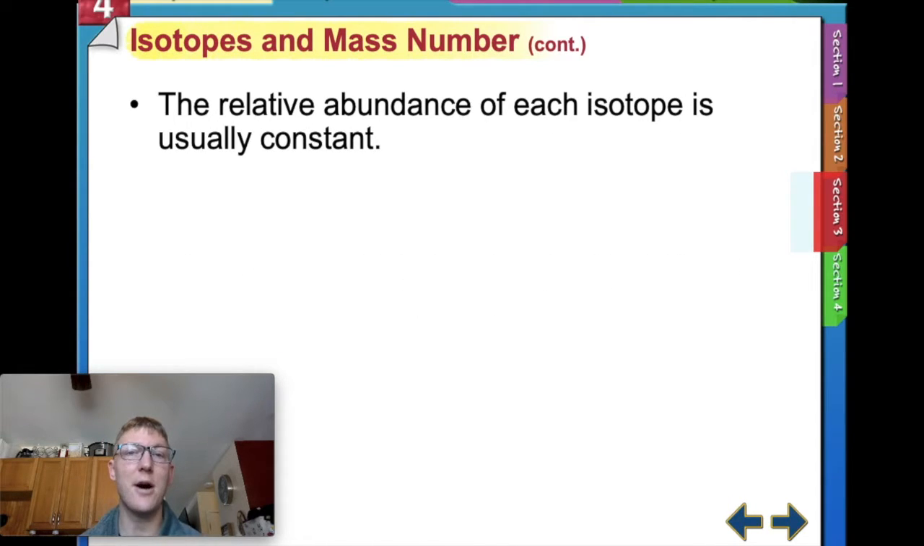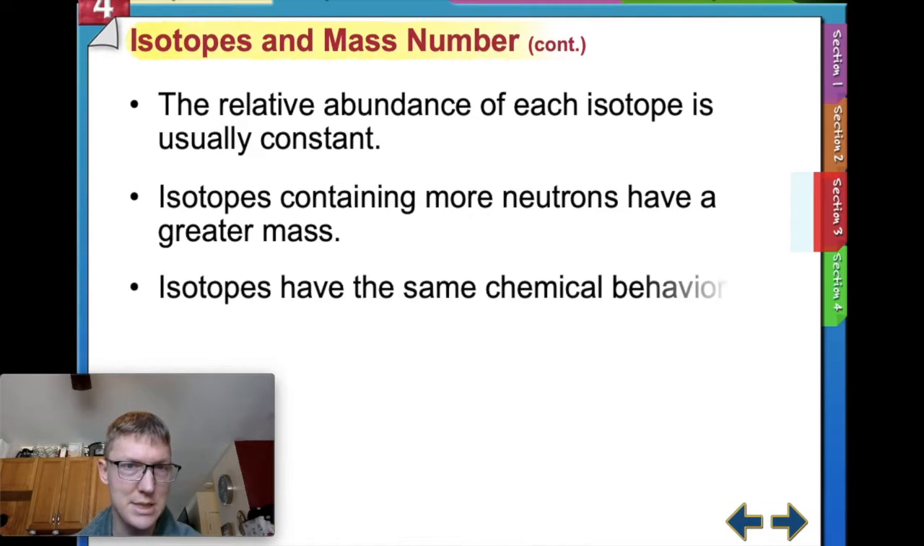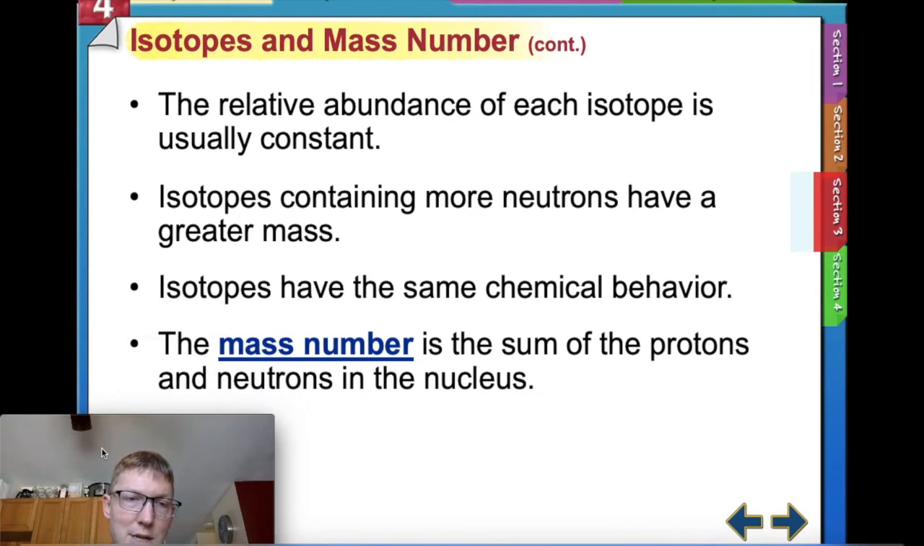So the relative abundance of each isotope is usually constant. Isotopes containing more neutrons have a greater mass. That kind of makes sense. And isotopes have the same chemical behavior. So again, if we're using that hydrogen example, a hydrogen atom is a hydrogen atom. It's going to act like a hydrogen atom. But some of them can still have more neutrons than others.